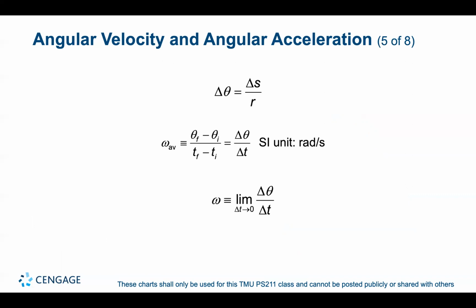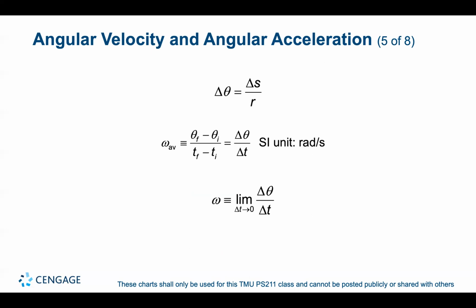For very short intervals, the average angular velocity approaches the instantaneous angular velocity, just as in the linear case. The instantaneous angular velocity of a rotating rigid object is the limit of the average velocity as the time interval delta t approaches 0. We take omega to be positive where theta is increasing, that is counterclockwise motion, and negative when theta is decreasing, clockwise motion. Where the angular velocity is constant, the instantaneous angular velocity is equal to the average angular velocity.